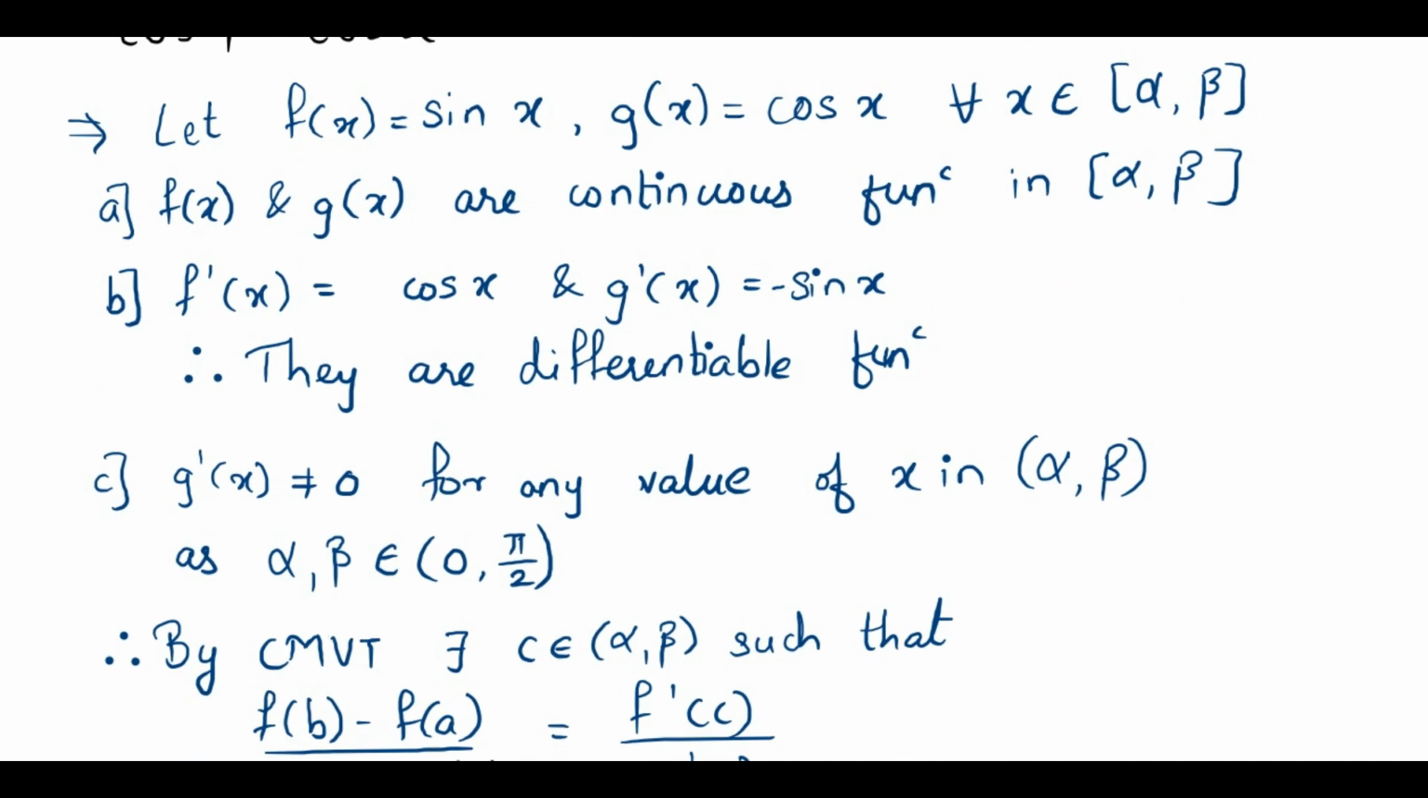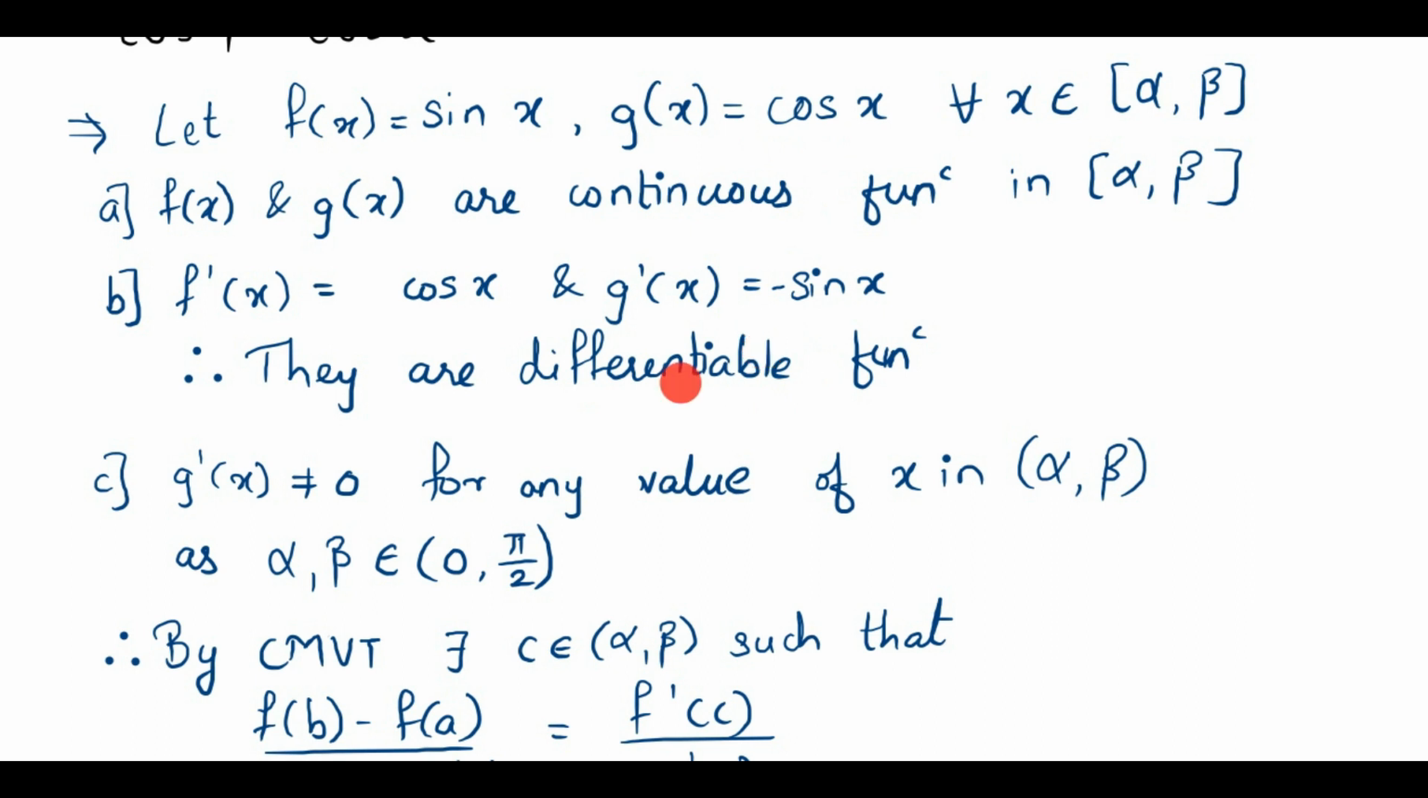We have to show continuity. Here we take f of x equal to sin x and g of x equal to cos x. As we know, sin x and cos x are both continuous functions. Therefore f of x and g of x are continuous functions in alpha and beta. We got the first condition. Now the second condition: the derivative must exist. What is the derivative of sin x? cos x. The derivative of cos x is minus sin x. So they are differentiable functions. Our second condition is verified here.